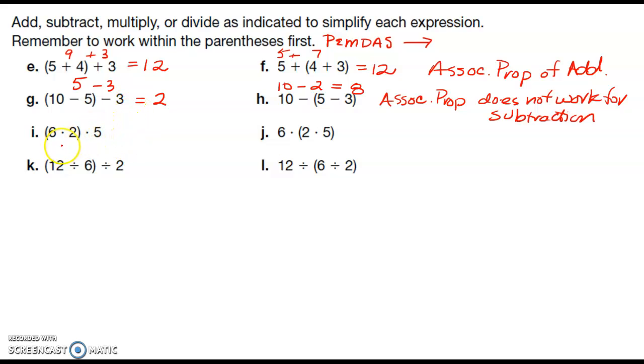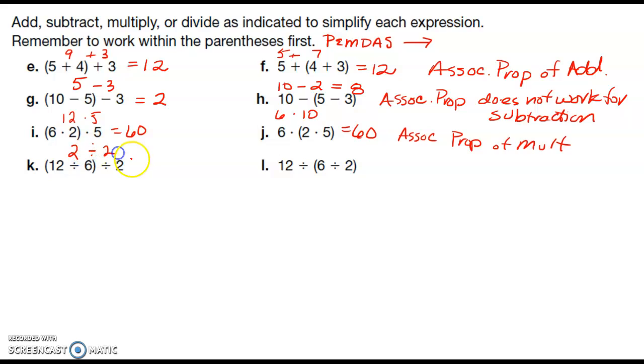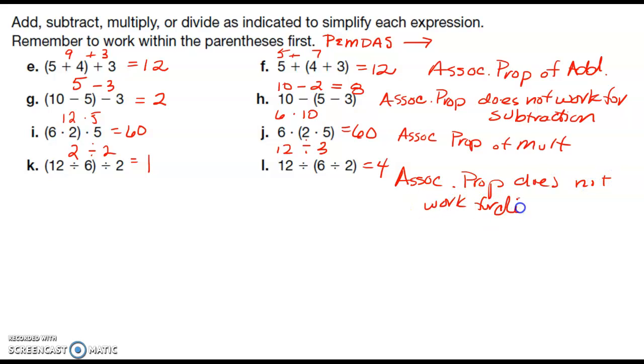Let's see if it works for multiplication. So 6 times 2 is 12, times 5 is 60. And then we have 6 times 2 times 5 is 10. So we have 60. So this is the associative property of multiplication, and it works very well. Let's try division. So 12 divided by 6 is 2, divided by 2 is 1. 12 divided by 6 divided by 2 is 3. This is 4. So the associative property also does not work for division.